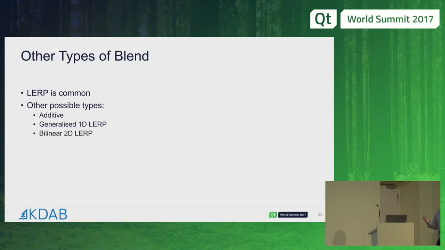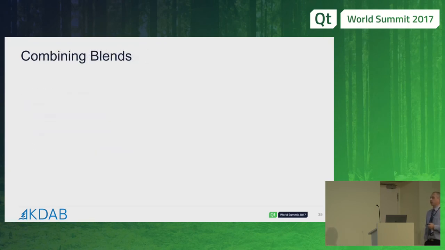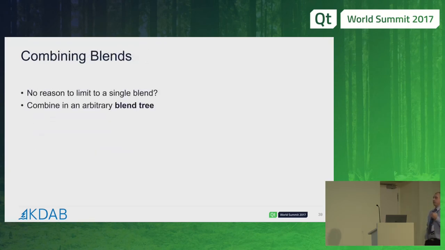You can do bilinear 2D lerps for doing locomotion in the plane, barycentric lerps when you have barycentric coordinates for various quantities, and then generalized versions of that as well. There's a whole bunch of stuff you could do. But we don't have to limit this to a simple single blend. We can do this in an arbitrarily complex tree.